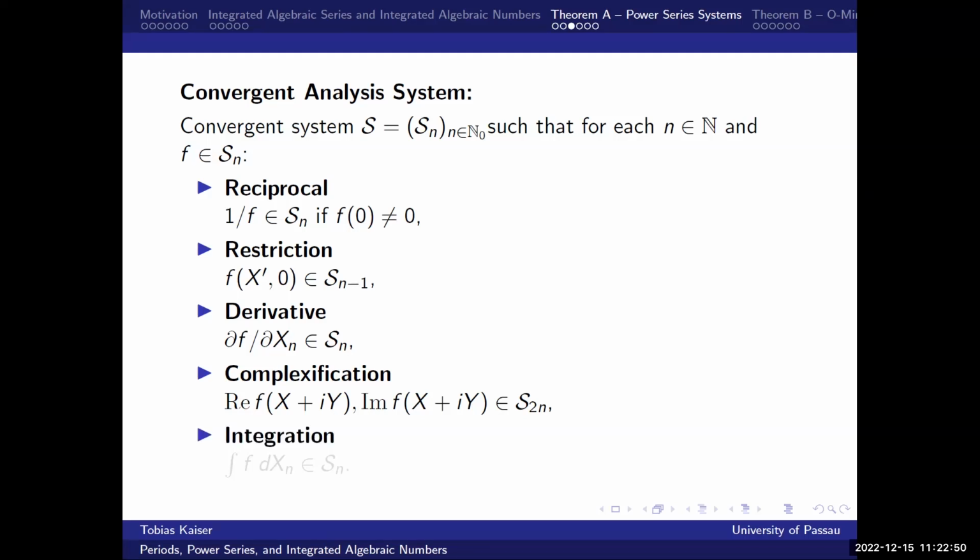You could just work to begin with over the complex numbers. Would you get something different? But first I'm in a setting of o-minimality, so I want to start real. Yeah, but it should be no problem. Just add i to the field I have, then it should be the same. And integration: I allow formal integration with respect to any variable. Note that we have permutation of the variables. So that's what I'm calling a convergent analysis system.